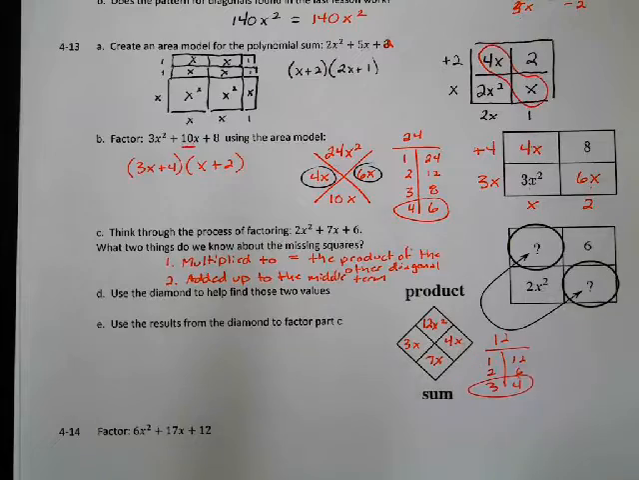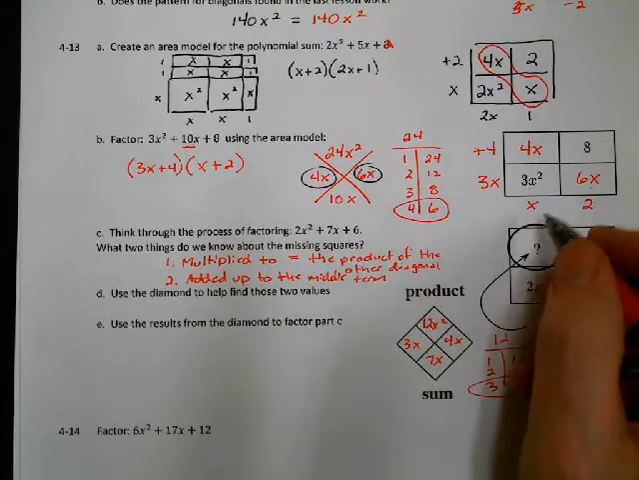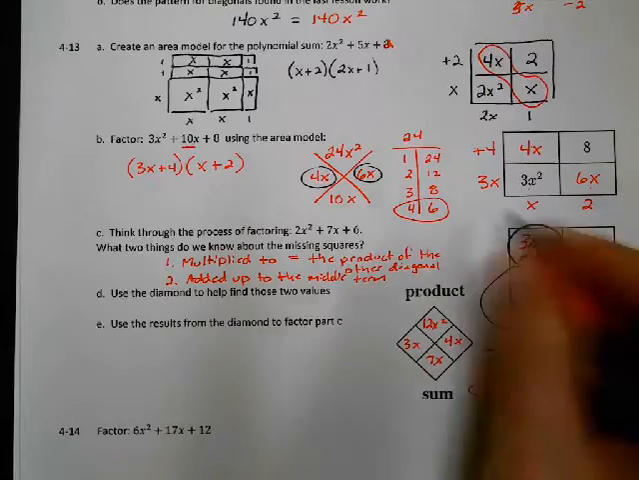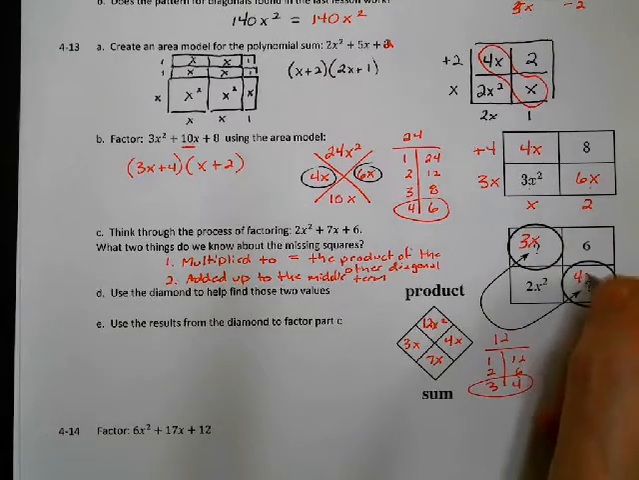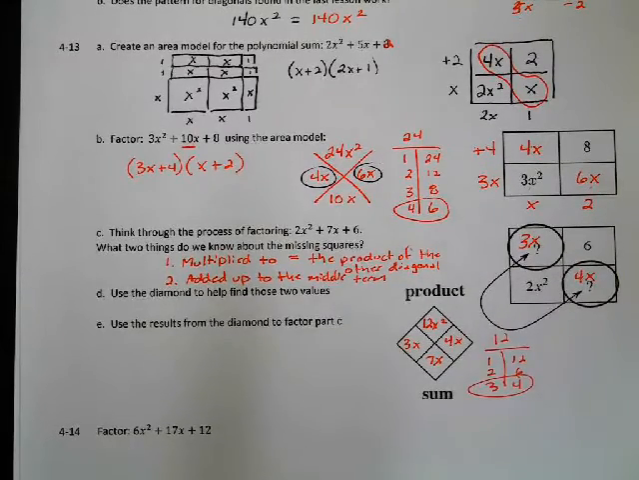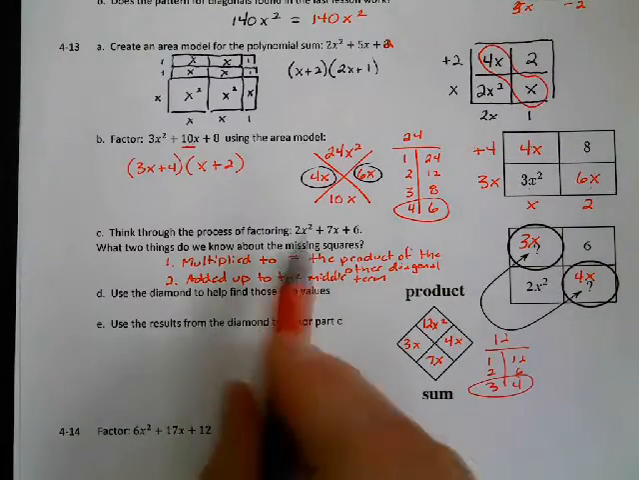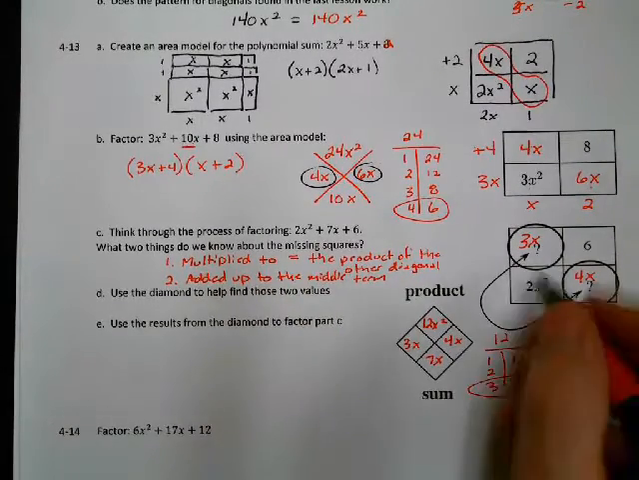So this part right here would be 3x. I could put the 4x there if I wanted to. It doesn't matter which order you do it in. And that one would be 4x because they multiply to be equal to these two and they add to give us this middle term in the middle there. So this would have to be x. This would have to be 2x.